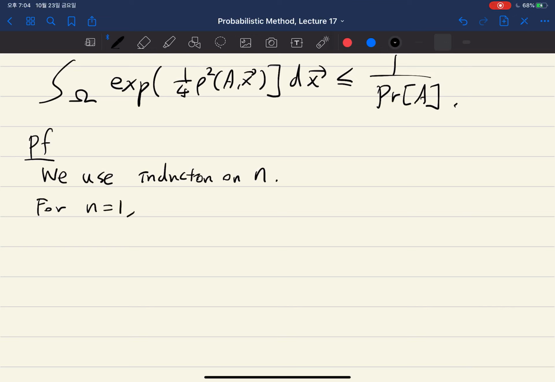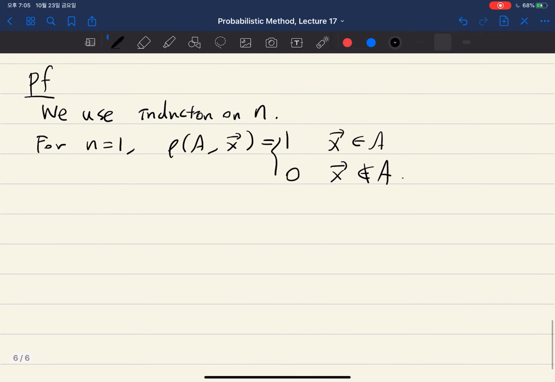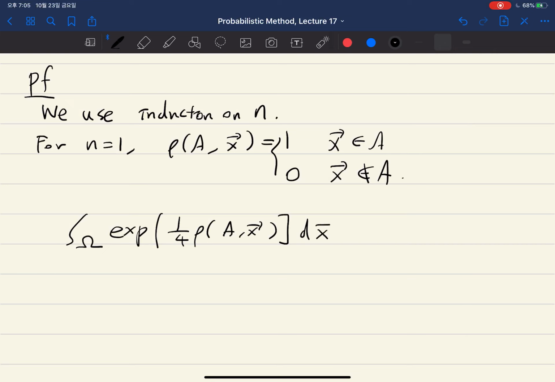For the base case, if n is 1, then it's easy because this is 1 or 0 depending on whether A contains X or not. So if you want to compute this integral, then you just take the measure of A.